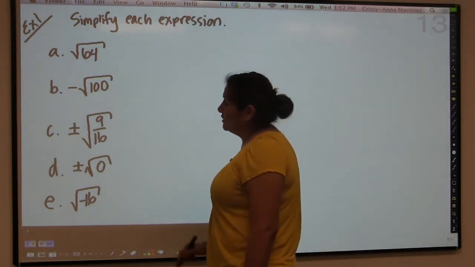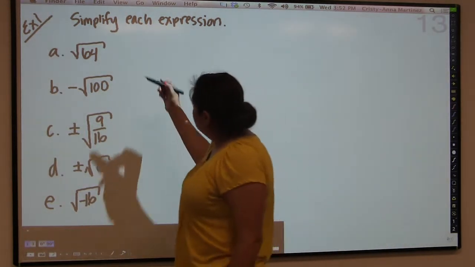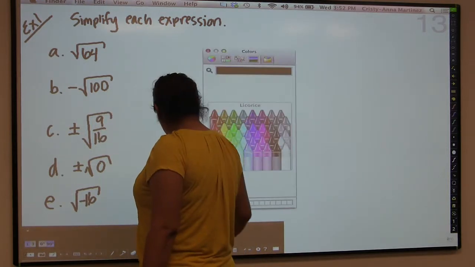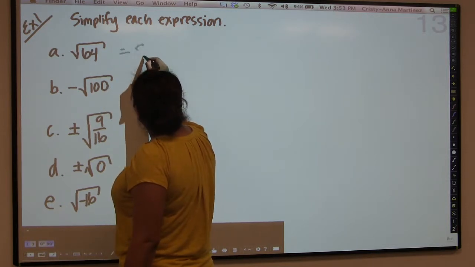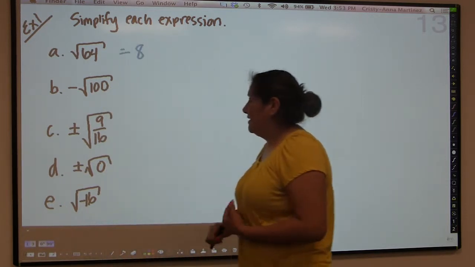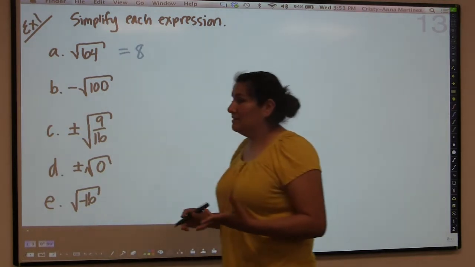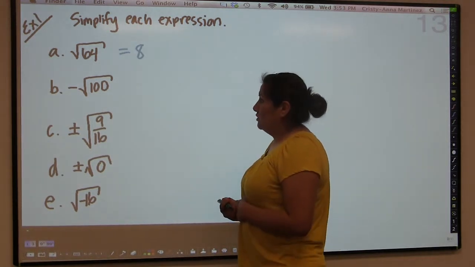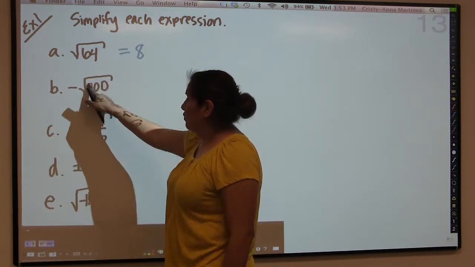The square root of 64 is going to be 8. So let me pick a different color here to liven things up just a little bit. And again, that's because 8 times 8 is 64. So we're looking for a number that multiplies by itself twice to get 64. In this case, you can see there's a negative in front of it, but we treat the square root the same.